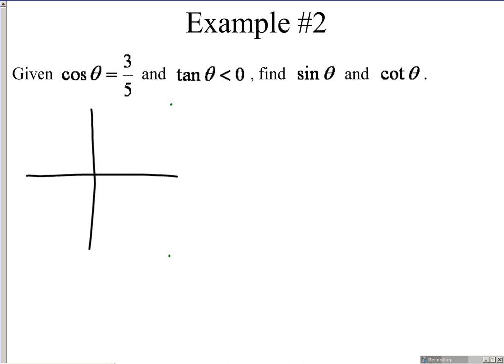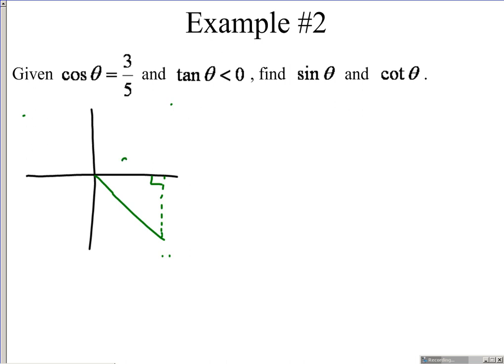Tangent of this same angle has to be less than 0, meaning that it's negative. All Students Take Calculus: tangent is positive in 1 and 3, negative in 2 and 4. So where is cosine positive and tangent negative? Right down here in quadrant 4. So you have to be careful of where you're going to draw your triangle, because that is going to tell you whether you have a certain leg that is positive or negative.